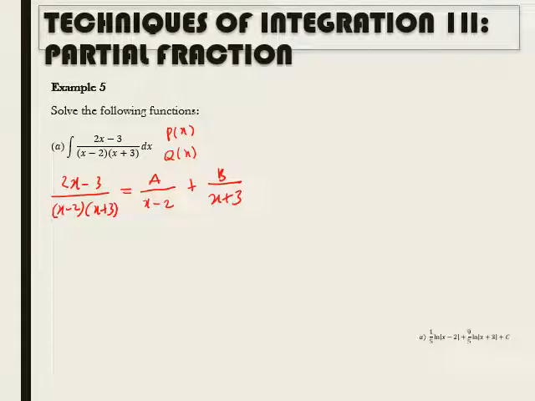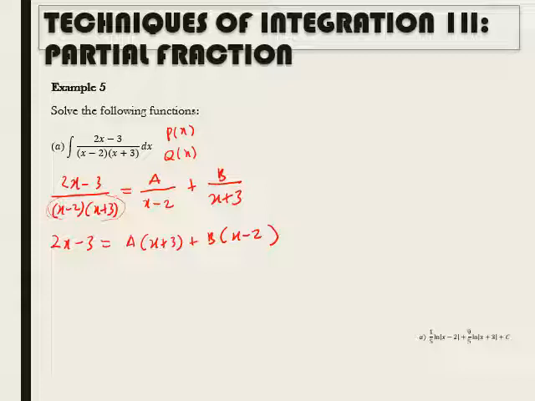But we need to find what A and B are. So what we do is we multiply both sides by this, so it will be A(x + 3) + B(x - 2). We multiply by this on both sides, so x - 2 cancels, x + 3 cancels, and that's why we get this. Then we will need to solve for A and B.